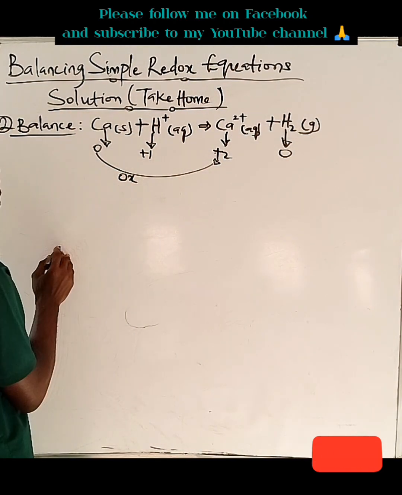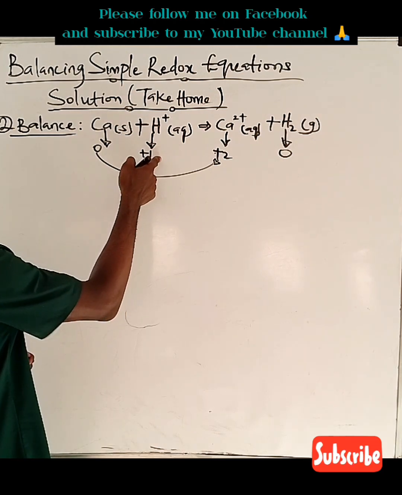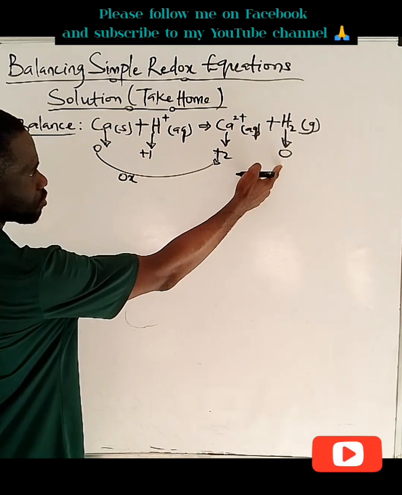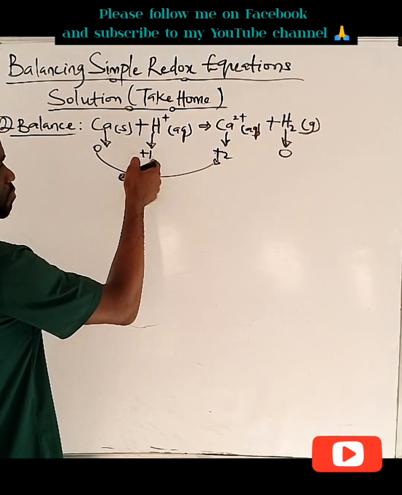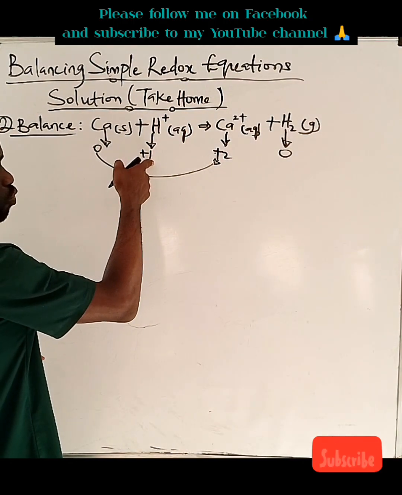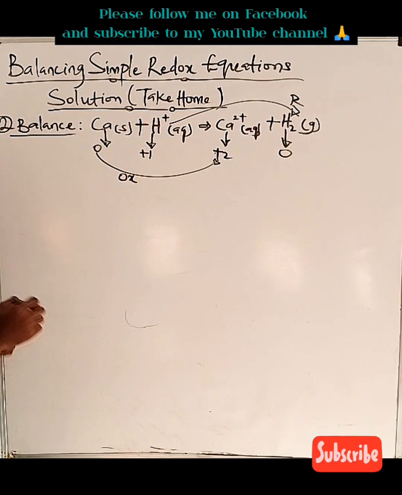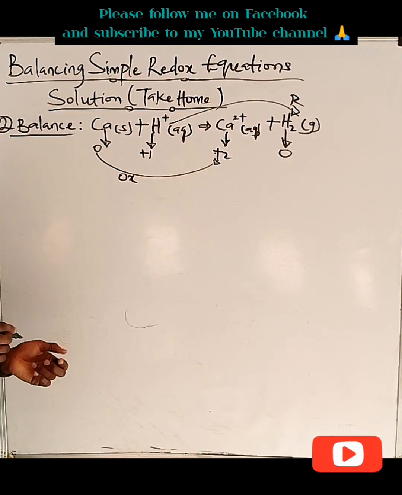We call this oxidation. Now if you look at the hydrogen aqueous, it moved from +1 down to 0. So there's a reduction in oxidation number from +1 down to 0. This is reduction. So quickly let's write out. We're going to attend first to the oxidation, and after that we attend to the reduction.